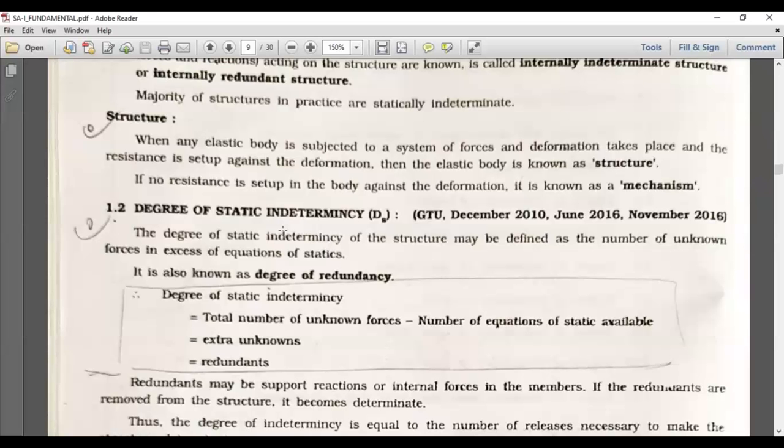Let us discuss again. When any elastic body is subjected to a system of forces and deformation takes place and resistance is set up against the deformation, then the elastic body is known as a structure. If no resistance is set up in the body against the deformation, it is called a mechanism.